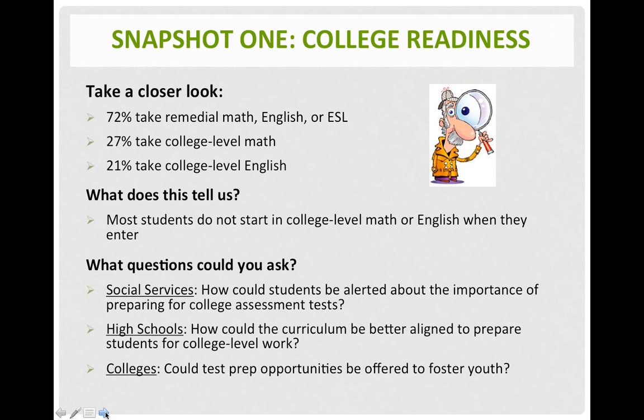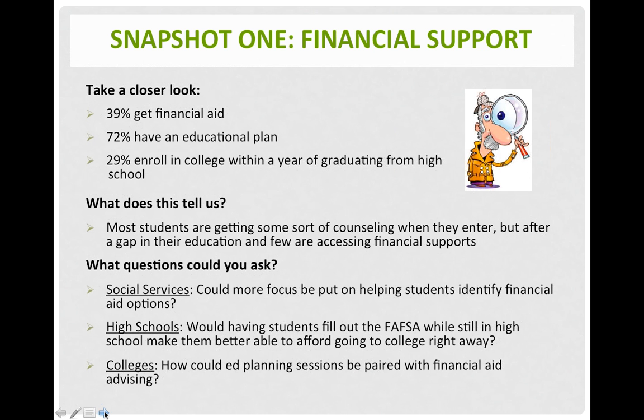And finally, colleges might say, similar to social service agencies, that they really need to be looking at these test prep opportunities. They might want to partner with the social service agencies to help prepare for the tests. Similarly, they might end up partnering with the high schools to work on curriculum. So you can see how each role has a different takeaway. So go ahead and move to the next slide.